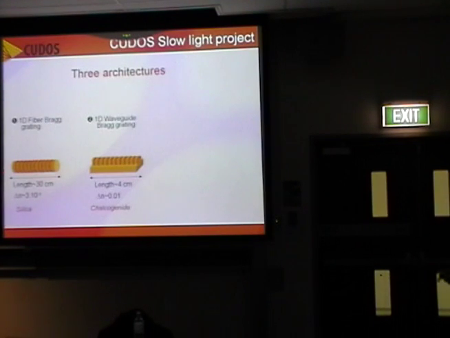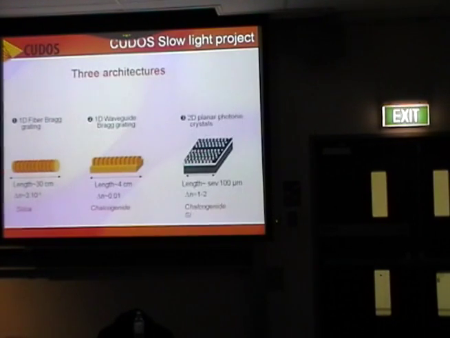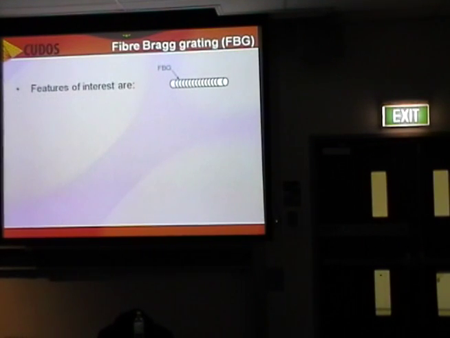Within CUDOS in the last 5 years, we've had a big program in slow light, and we've been looking at a number of different architectures. I'm only going to have time to talk about this work today. Initially, we tried to build on those early experiments in fiber Bragg gratings, also in the context of these chalcogenide waveguides you've heard me talk about, and in the context of two-dimensional photonic crystals. I'm not going to have time to talk about these, but there is some very beautiful science here, and even in the context of metamaterials. So let's talk about this experiment.